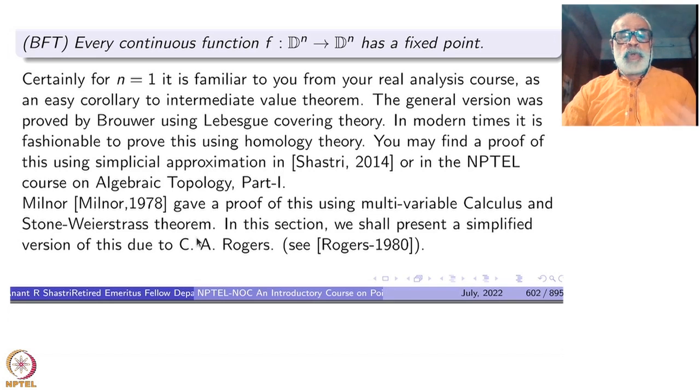In fact, the Stone-Weierstrass theorem for functions defined on a closed and bounded subset of Rn is much easier than the general Stone-Weierstrass theorem. So, in this section right now, we will present a proof which is a simplified version of Milnor's proof, and that is due to C.A. Rogers.